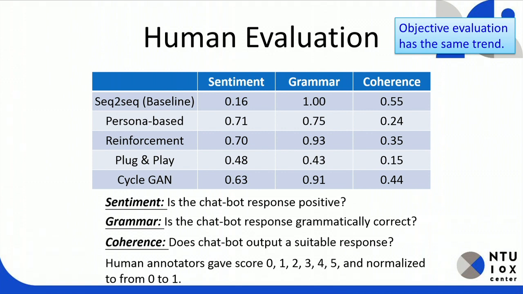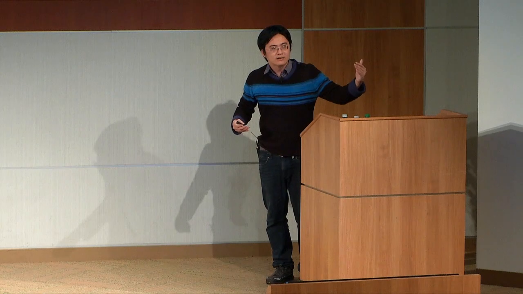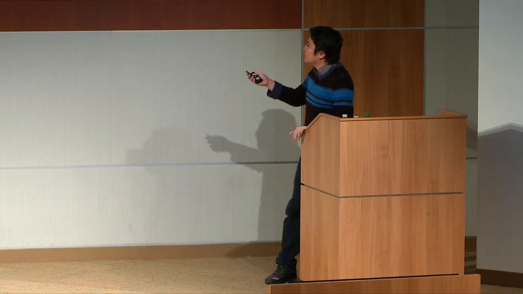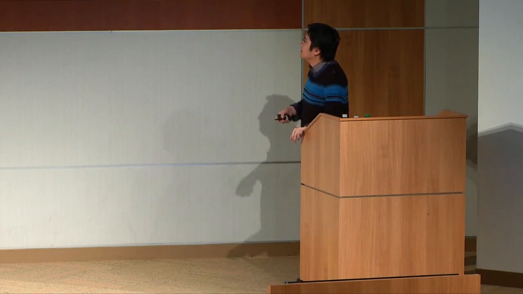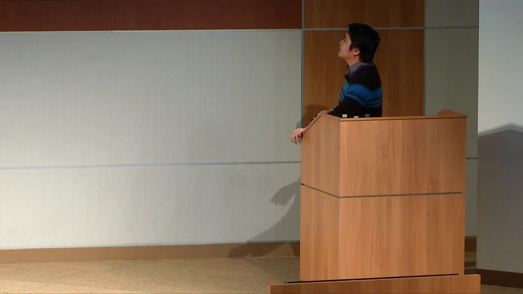Then the third question we ask is, only checking the sentiment and the grammar is not sufficient, because the chatbot can always respond with a sentence like, it is a wonderful day. It's positive and its grammar is correct, but this is not what we want, because the chatbot should give different answers based on the user input. So the third question we ask the user is, do you think the chatbot outputs a suitable response corresponding to the input? And here, I'm not going to go through the details of the annotation.